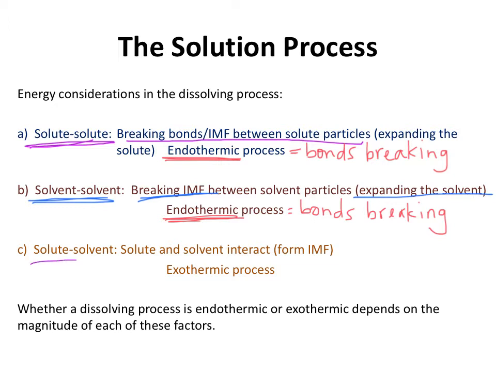And then we have the solute-solvent. So if we're talking about salt and water, this would be between the salt and the water. The solute and the solvent interact to form intermolecular forces, and now we have an exothermic process. Exothermic, that is bonds forming instead of breaking. Bonds forming is an exothermic process. Whether a dissolving process is endothermic or exothermic will depend on the magnitude of each one of these factors. But every time you've got dissolving, you've got all three of these things happening.